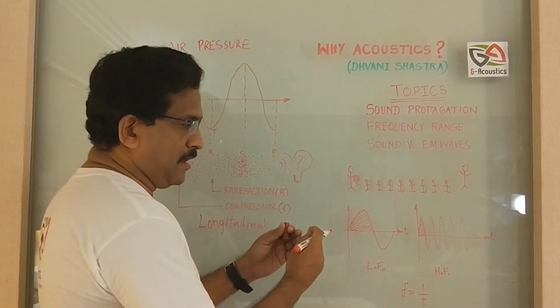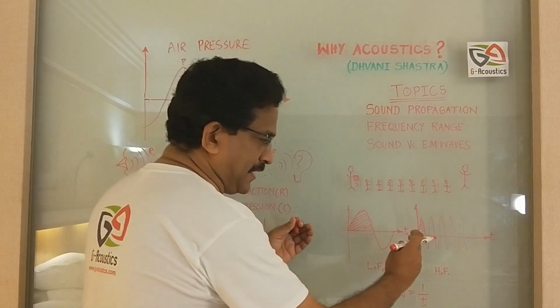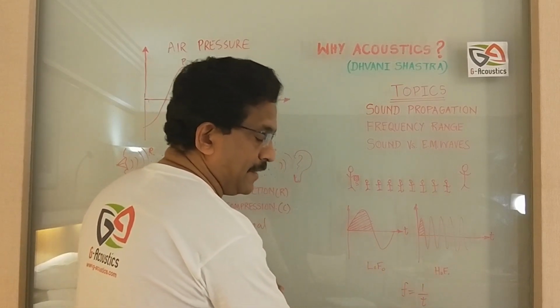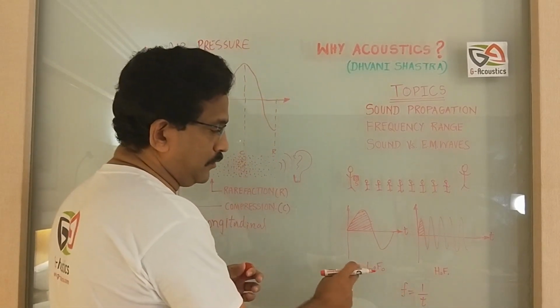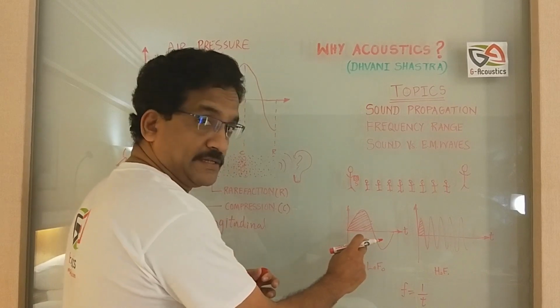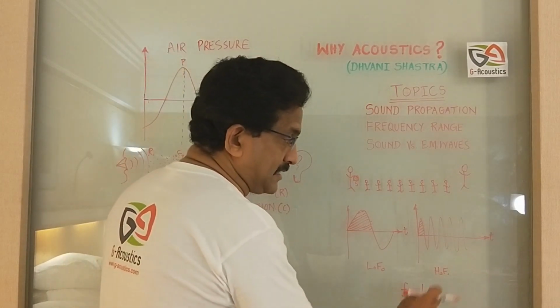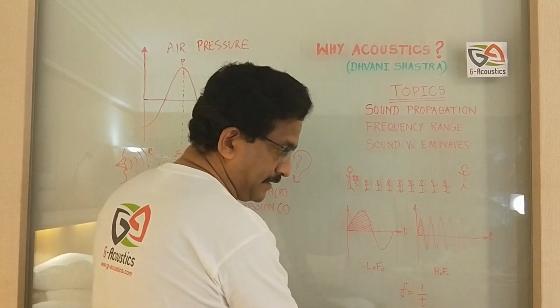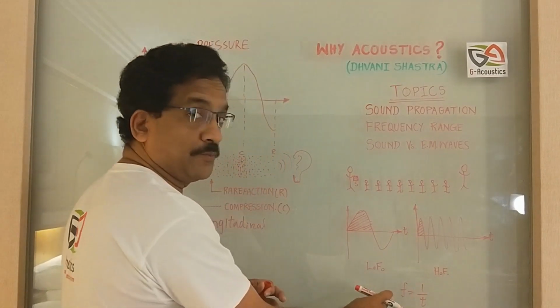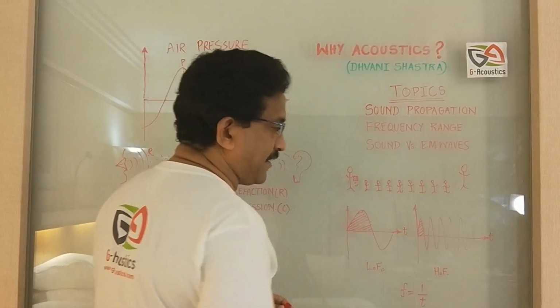When the wave is expanded, that is, the time period is high, then the frequency will be low. So we call this a low frequency. And when this time period is less, then the frequency is going to be high. So we call this high frequency.